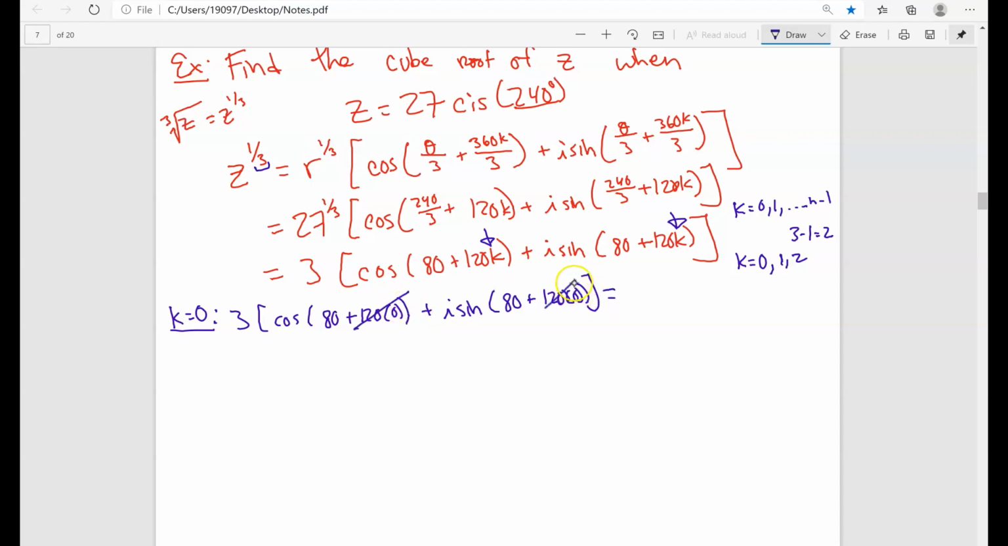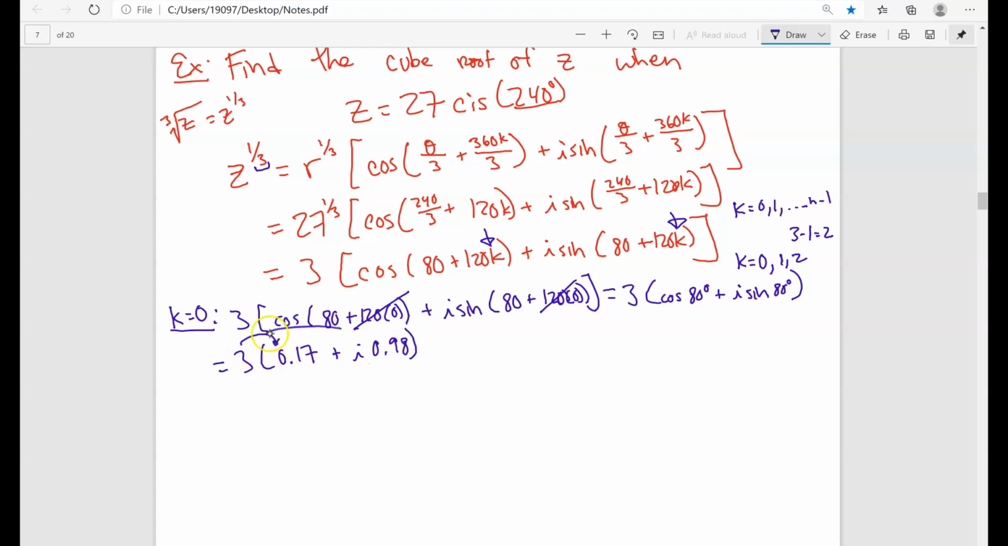Okay, so notice this is going to go away, so you're left with 3 cosine of 80 degrees plus I sine of 80 degrees. Okay, so at this point, this is going to be the answer, but if you want to tell me actually what the approximate answer is, you're going to take the cosine of 80 degrees, so make sure that your calculator is in degrees. So this is going to give me, let's round it to 2 decimal places, 0.17 plus I, then we're going to take the sine of 80 degrees. That's going to give me 0.98.